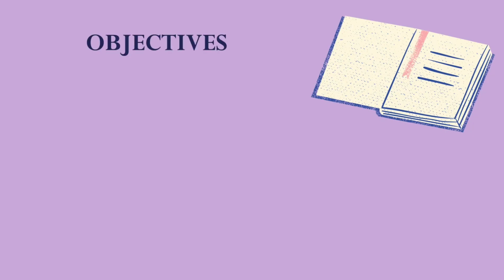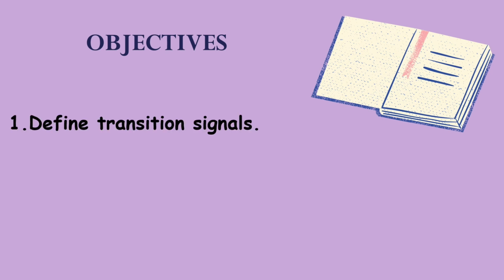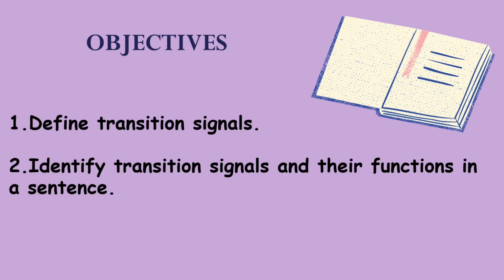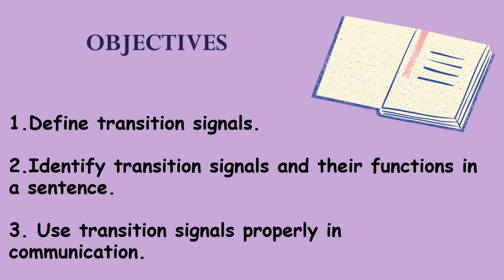For today's objectives, we have the following. Define transition signals. Identify transition signals and their functions in a sentence. Lastly, use transition signals properly in communication. Together, let's achieve all these objectives.